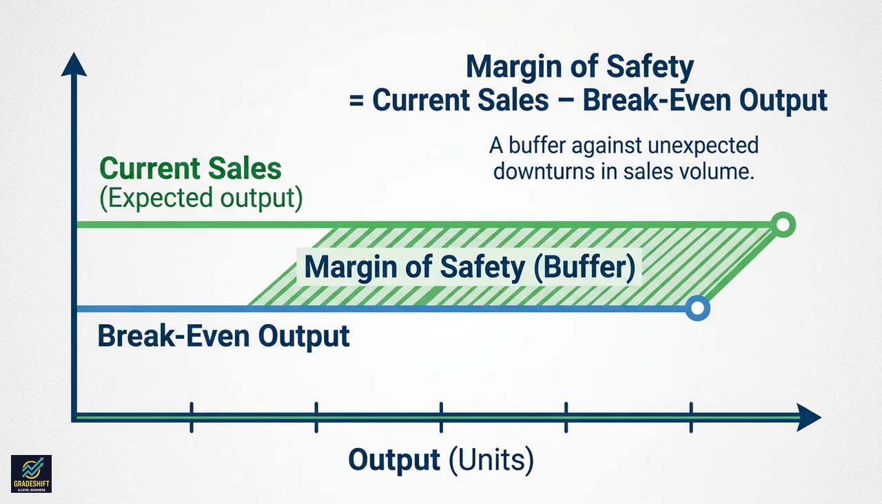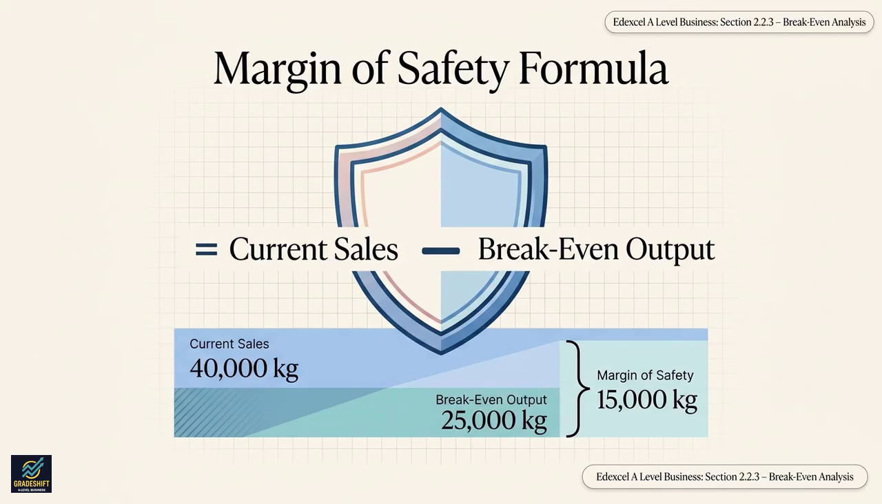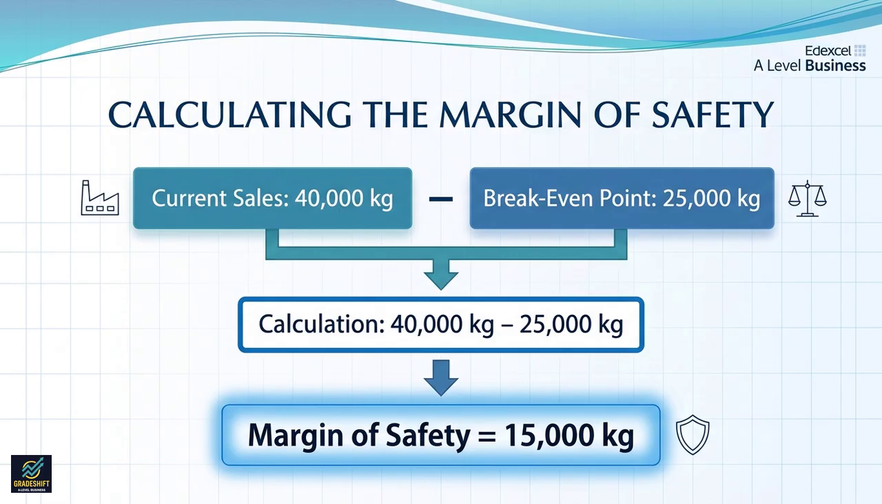The margin of safety measures the difference between a business's current or expected sales volume and its break-even output. It is a buffer against unexpected downturns. The formula is simple. Margin of safety equals current sales minus break-even output. It tells managers exactly how much sales can drop before the business stops making a profit and starts incurring a financial loss. Returning to Berry & Hall, let's assume they are currently selling 40,000 kilograms of aromatics. We already know their break-even point is 25,000 kilograms, so we subtract 25,000 from 40,000.